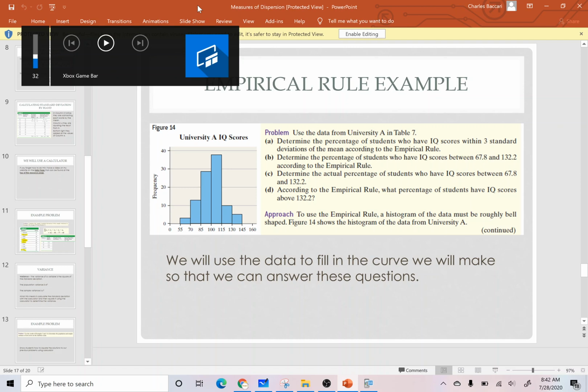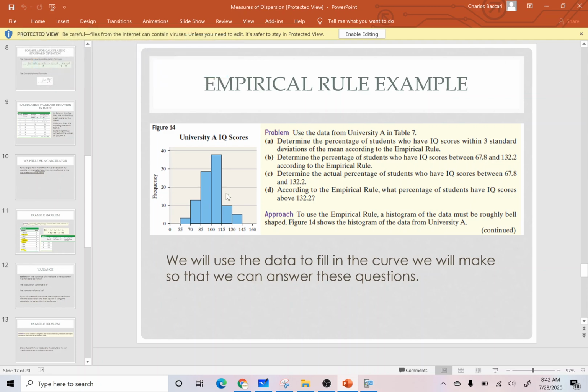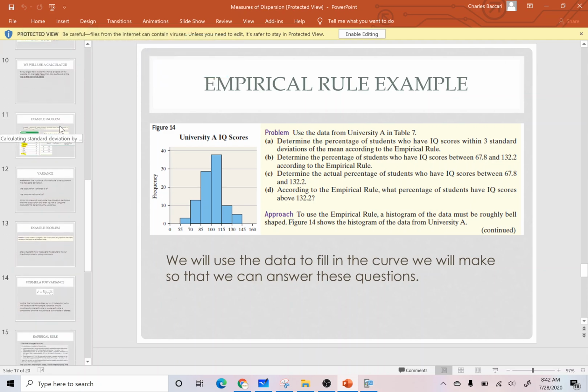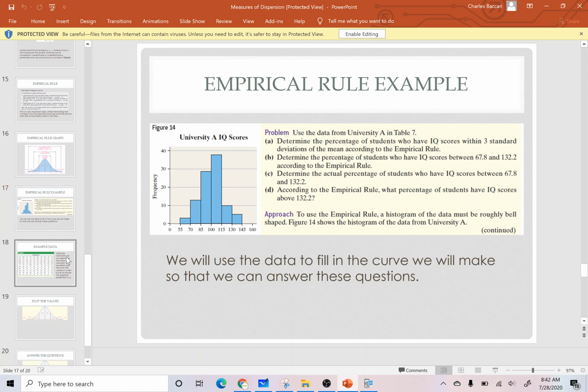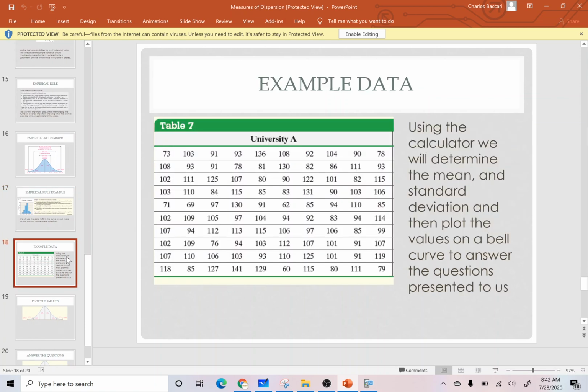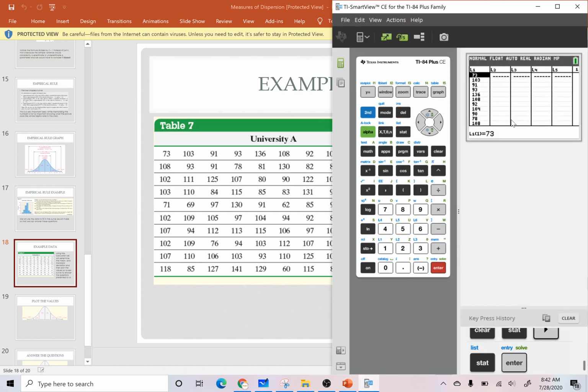Okay, so continuing where we left off, we want to answer these questions A through D, and we're going to use the empirical rule for what we can, and then we're going to actually use the actual calculations which I have come up with. So first things first, we enter this in the calculator. I took the time to do that right here. There are 100 entries, and so next we need to get the standard deviation.